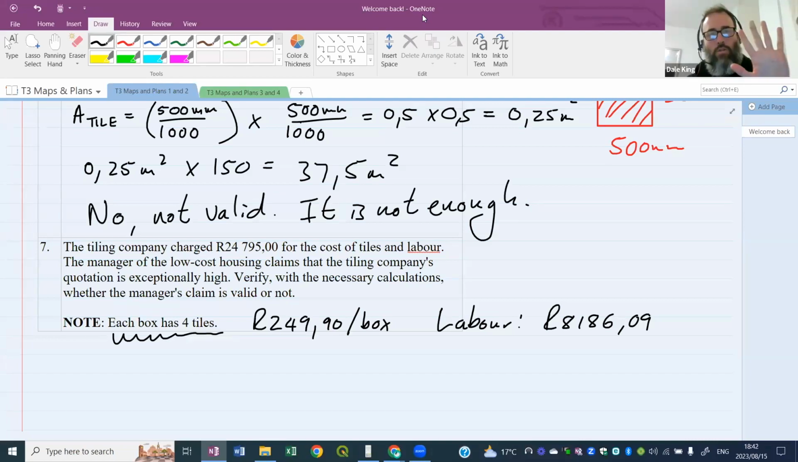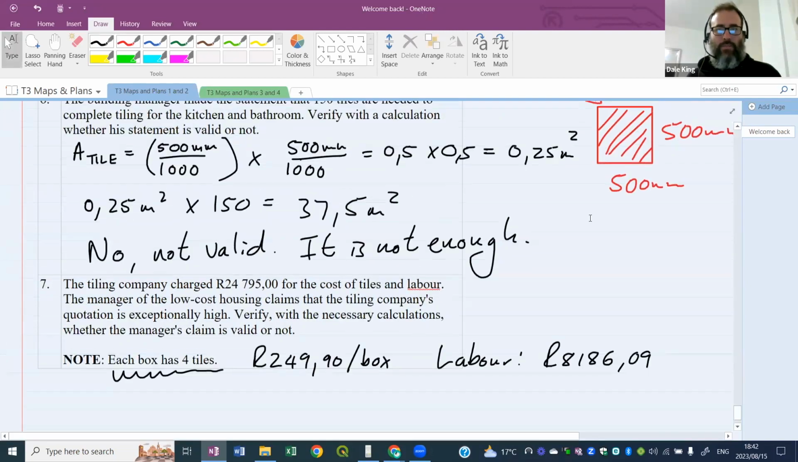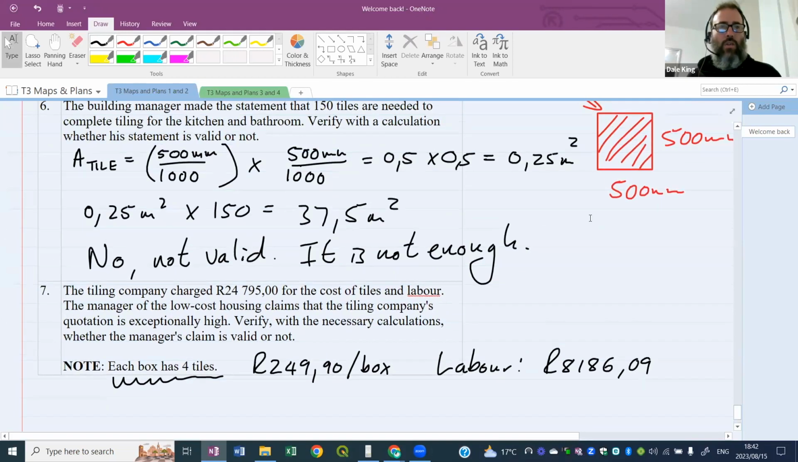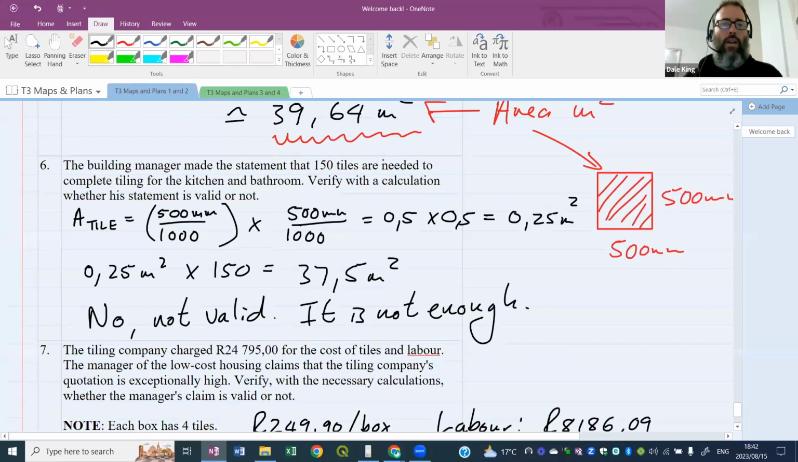I'm going to give you 5 minutes to do this. You've had practice now. You're getting the idea. I'll give you a hint: you need labor, and you need to work out how many tiles you need. I'm not going to say any more from there. The exercise we did for question 6 is an indication of how you should work out how many tiles you need. Just remember our area is 39.64.